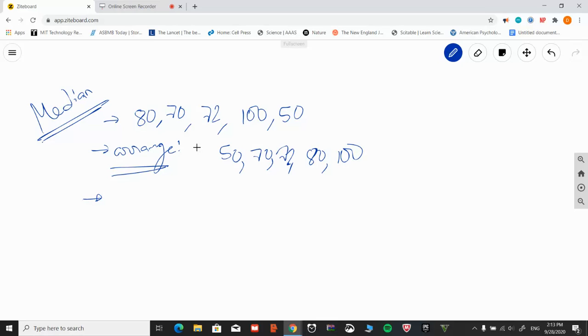Now, the idea is to find the number in the middle. In this case, it's quite easy to find the number in the middle, right? This and this cross out, this and this cross out. The number in the middle is 72. We say 72 is the median value. It is the central value. Okay? So that was quite simple.